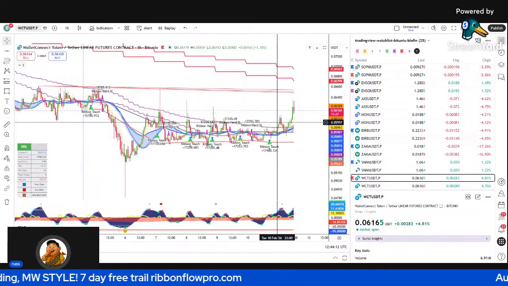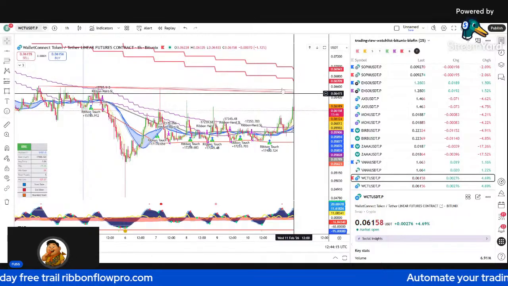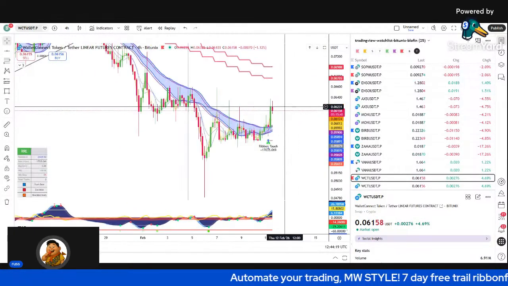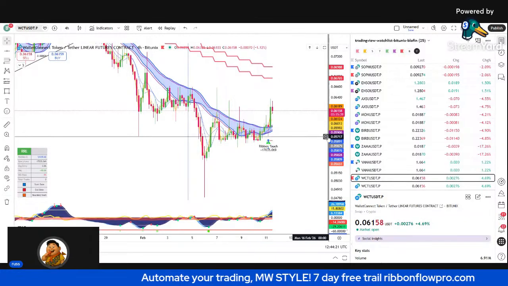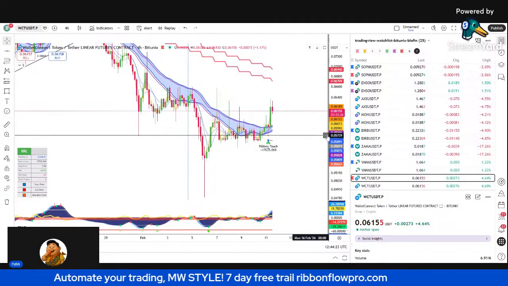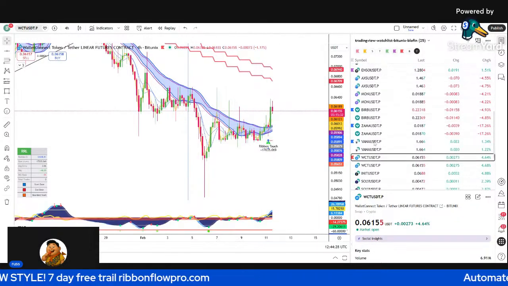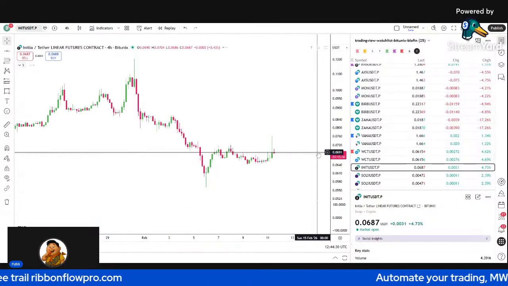But WCT has worked its way above the 4 hour indicator right now. And yeah, look at that bot entry. Can you see that? Bot entry right there. In it to win it.